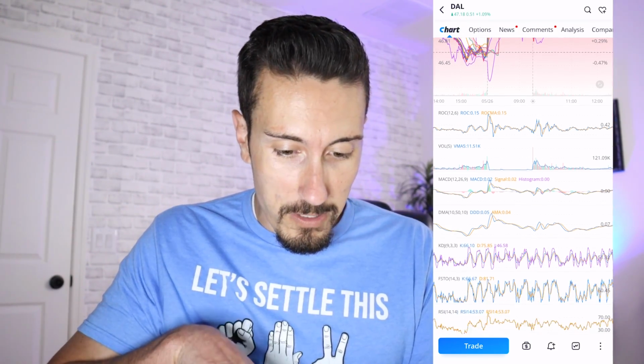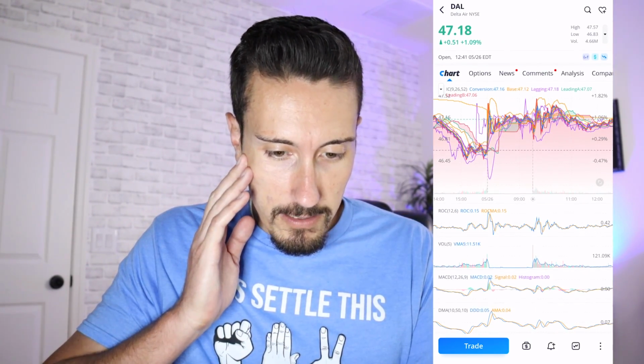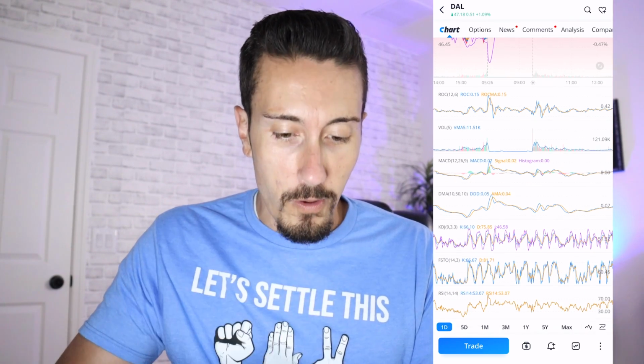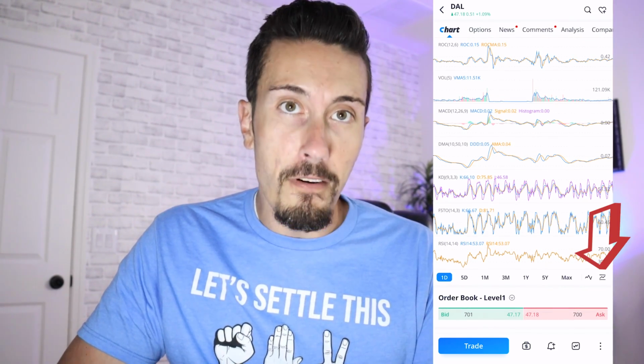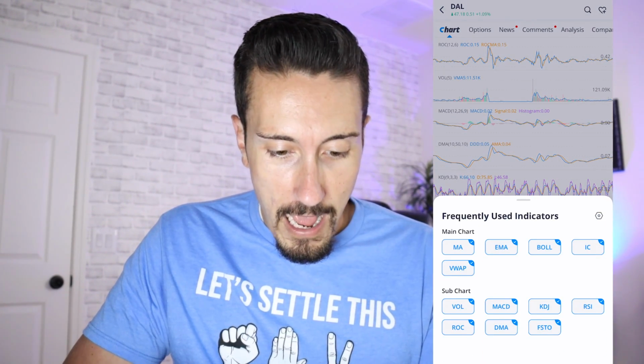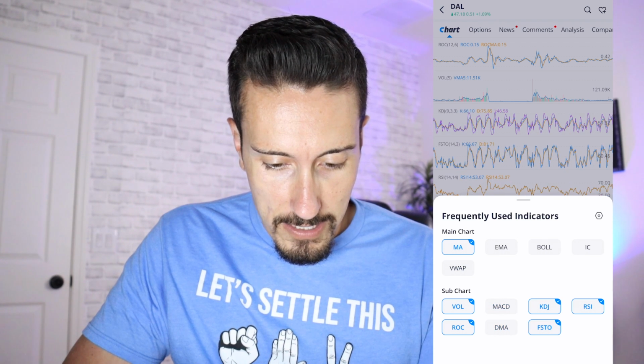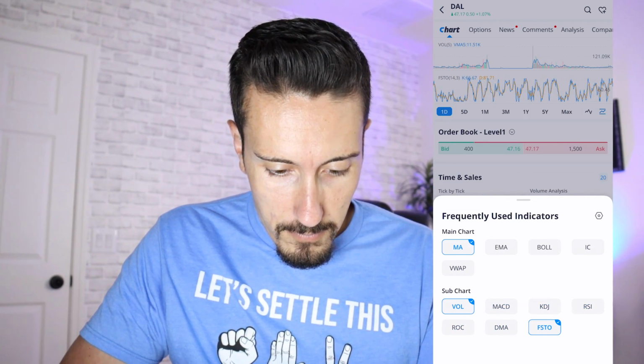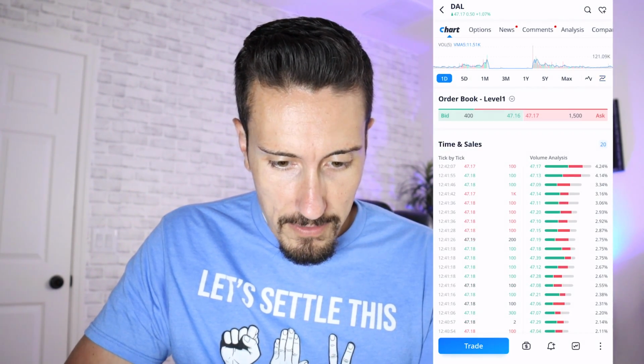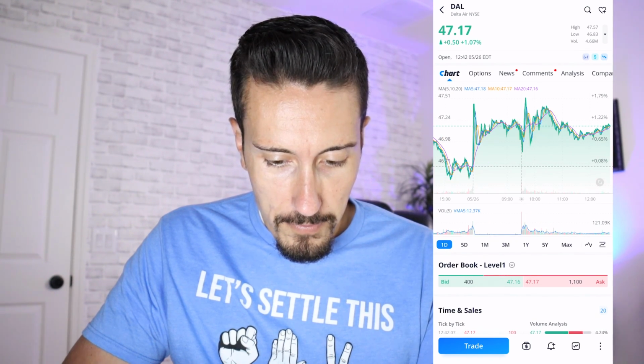So if you are stuck with all of this data and you're like, oh my God, this is just too much, all you have to do is go down to the bottom and look for that funny looking chart. Click on that and then undo all of this unnecessary stuff. You could even just leave it like that if you wanted to.